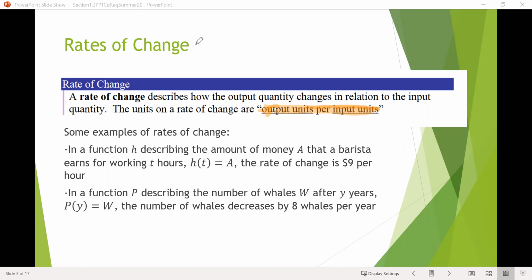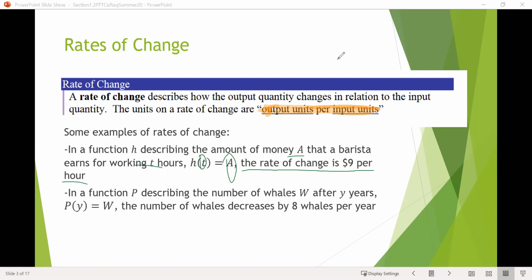Okay, so again, it's telling us how, when the input changes, that impacts the output. So some examples of this. Let's say we have a function h that describes the amount of money A that a barista will earn for working t hours. So the function is set up as h of t equals A. So notice here, the inputs are the t values, the hours. The outputs are the A, the amount of money. And it tells us here that the rate of change is $9 per hour.